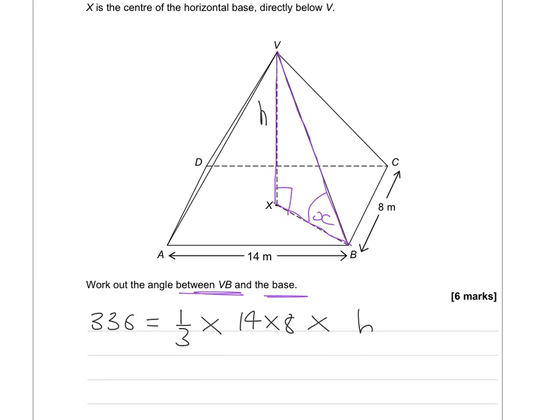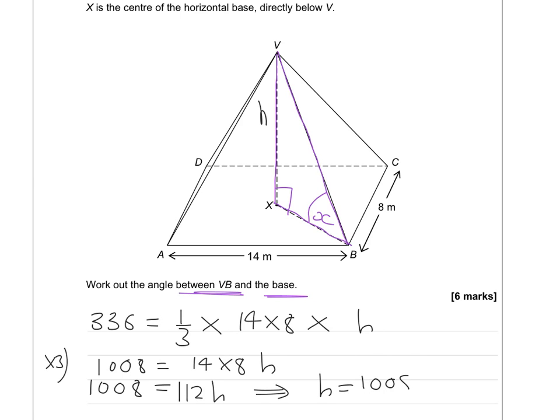We can rearrange this calculation and simplify it to calculate the value of h. 336 multiplied by 3 is 1008, which must equal 14 multiplied by 8 multiplied by h. So 1008 must equal 112h, which means that h equals 1008 divided by 112. This is equal to 9. So the height, which we'll mark on here, is equal to 9.